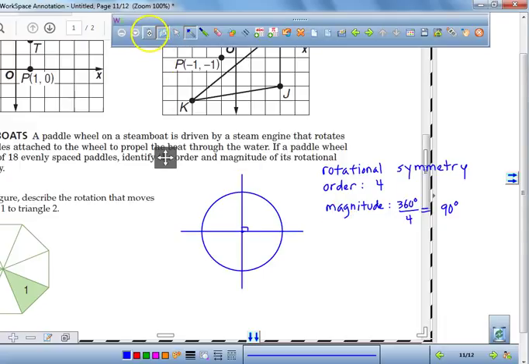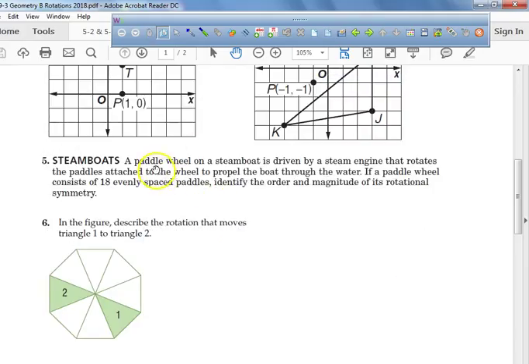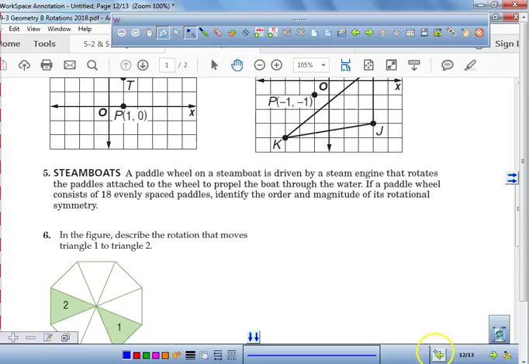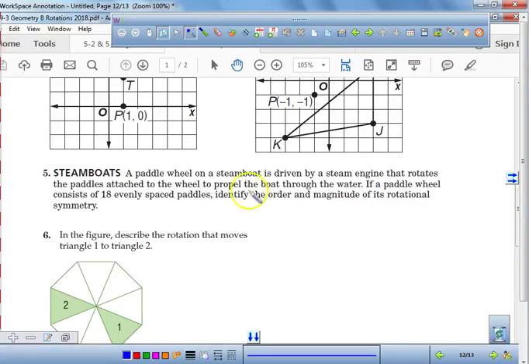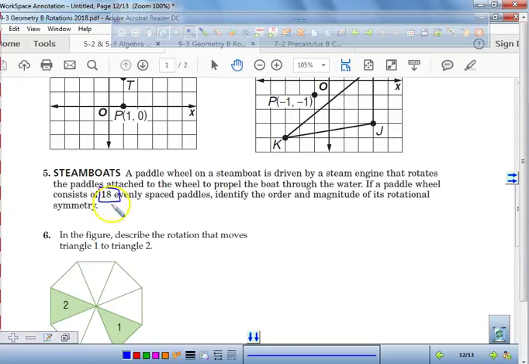Now imagine, if you would, a paddle wheel on a steamboat that is being driven by a steam engine that rotates the paddle. You guys know what a steamboat is? It kind of looks like that, except there's a heck of a lot more paddles, right? When I say it looks like that, I mean it looks like this, just with a lot more paddles. So, if it has how many paddles evenly spaced? 18.